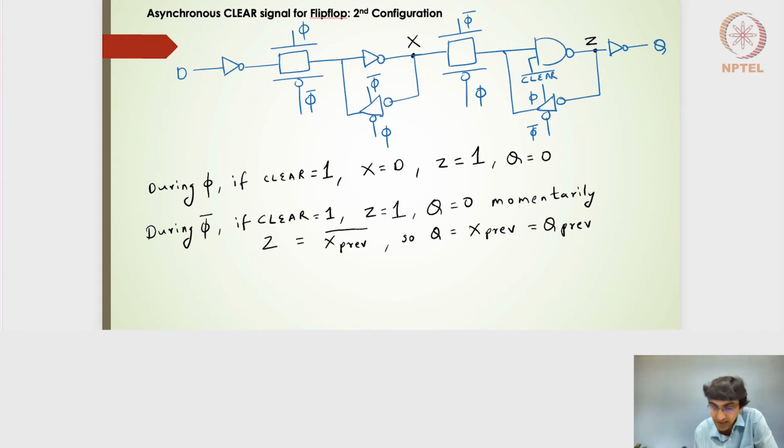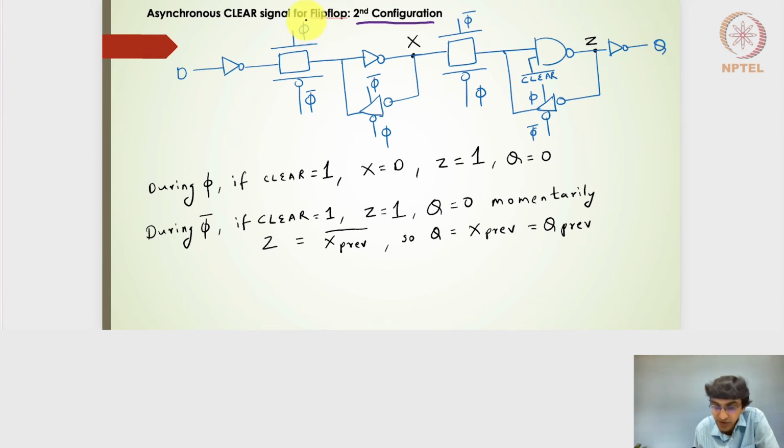So let's try another configuration, a second configuration here. In fact, if you look into this flip-flop design, I have removed the 2-input NAND gates from here, and I've just taken this 2-input NAND gate here. So this particular NAND gate is not clocked at all. If it is not clocked at all, the moment I press the clear signal, I will get Z to be 1 and Q to be 0.